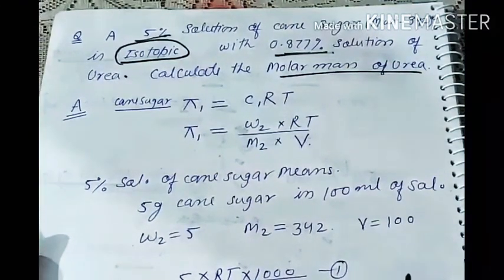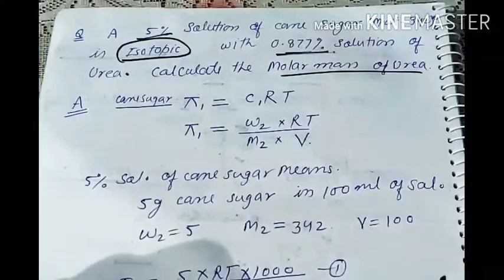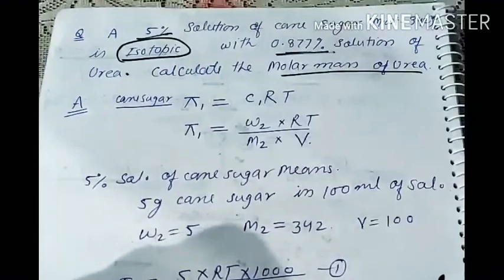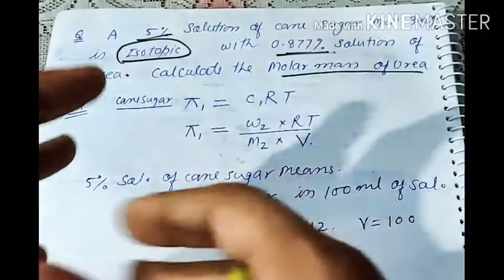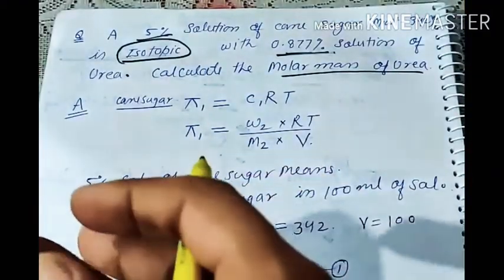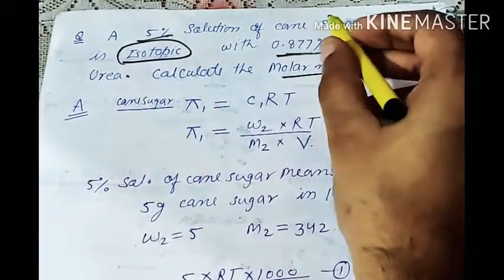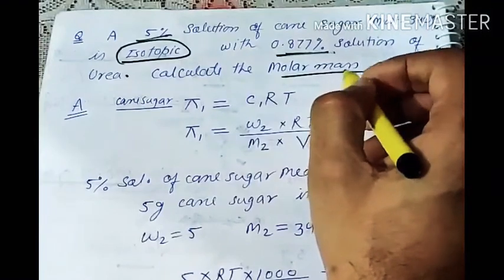We have already discussed the isotonic solution in our osmotic pressure video. If you really want to know the meaning of all these things, I have given the link below. You can press the link and get the information regarding the remaining part of the osmotic pressure. Now isotonic solution means both the solutions are having the same osmotic pressure.